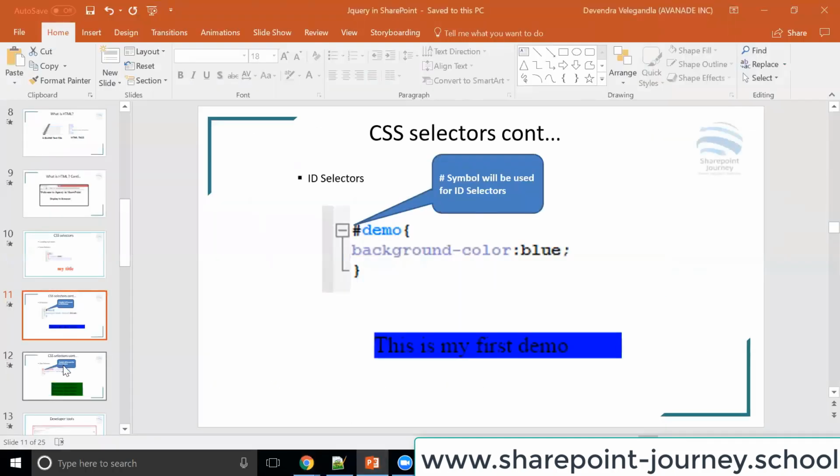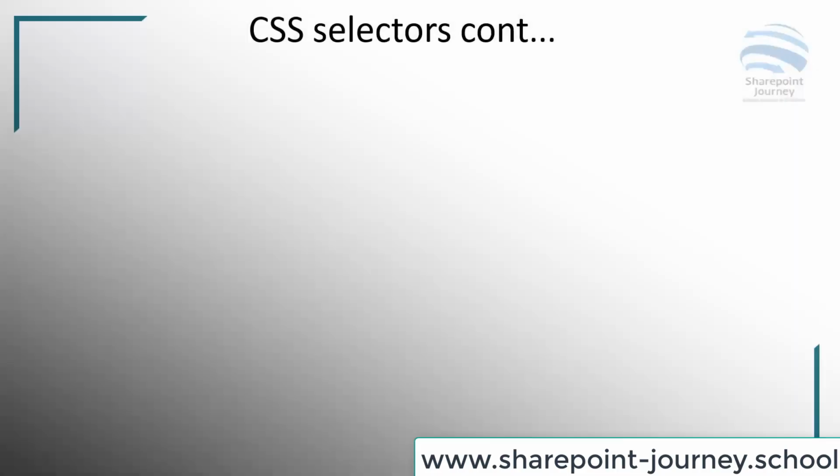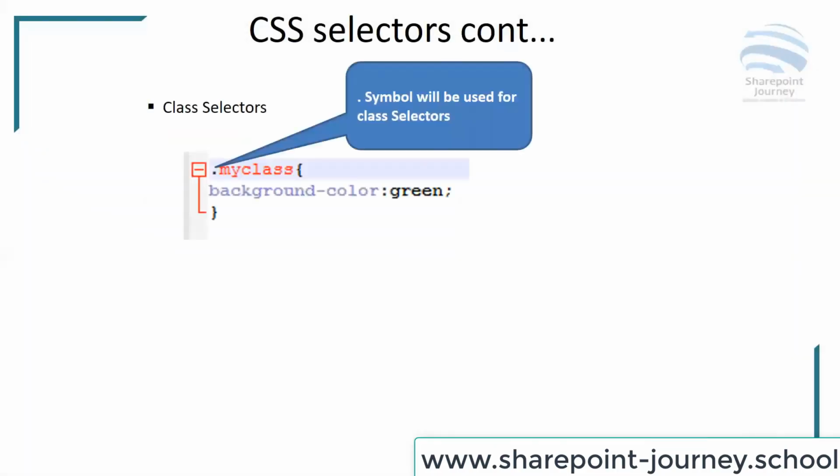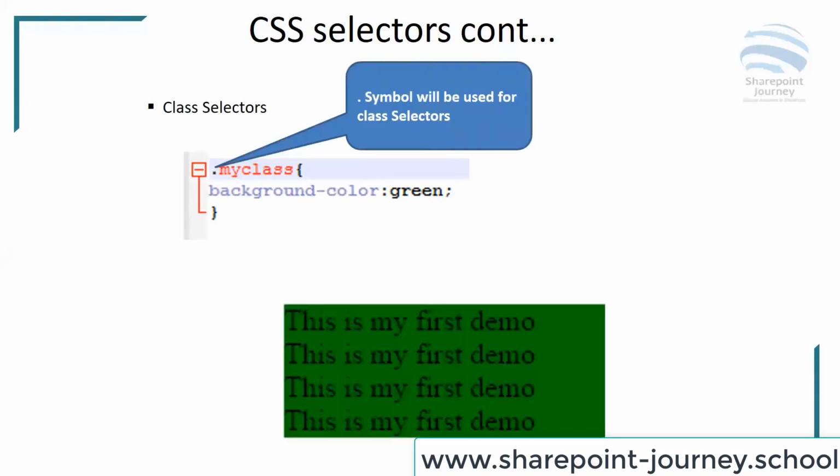Let's go back here. And the third one that we have is class selectors that I was just mentioning before. So here, every element can have a class. So let's say you apply a particular design for your website. Then what you can do is, using that class, you can apply the styles. So in this case, if you see, for all the text that we have, the background color got changed to green. Okay.